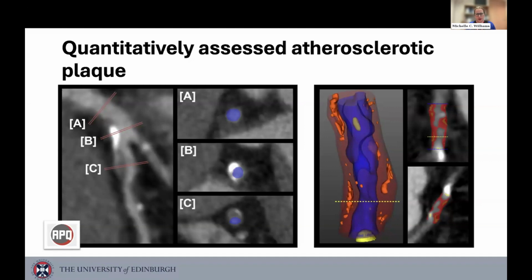So this is a patient with quite bad coronary artery disease. The lumen's in blue, the non-calcified plaque is in red, the low attenuation plaque is in orange, and the calcified plaque is in yellow. And you can see all of the extra information that this form of quantitative analysis can give us.